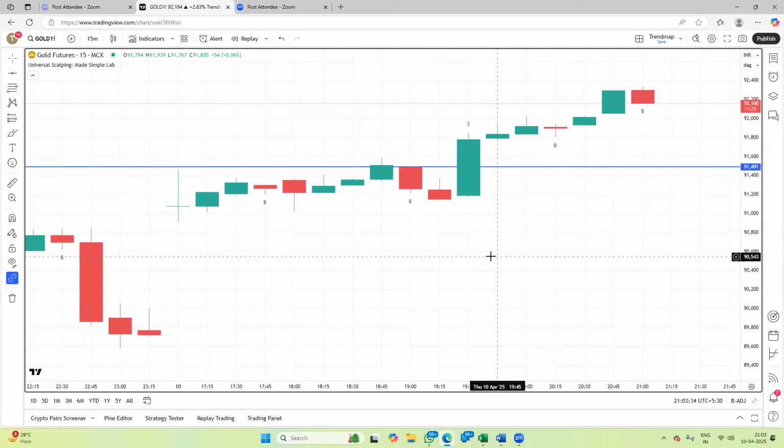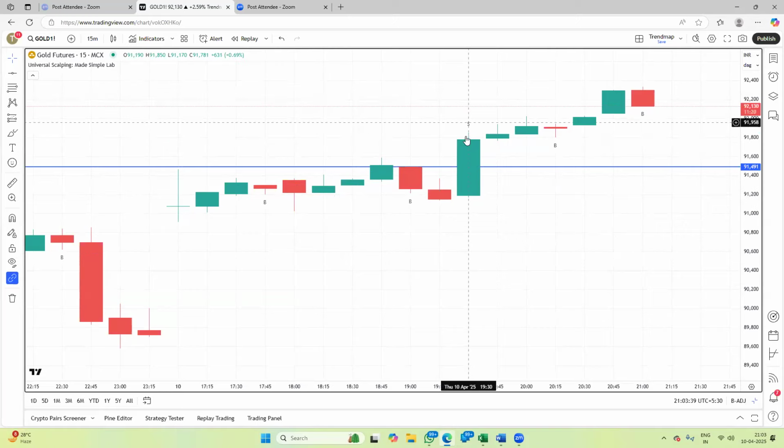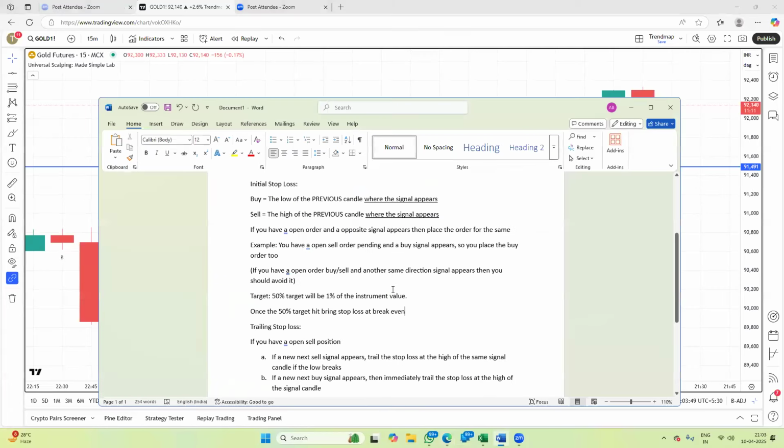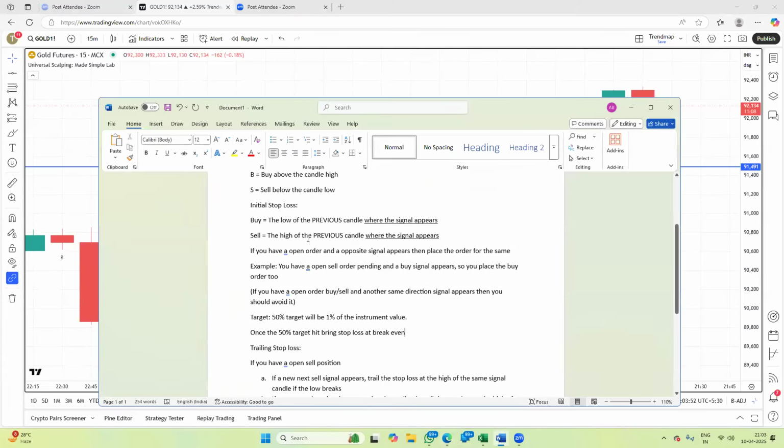Now, here is a problem. As you can see, in this case, after execution, we can't place the stop loss here. We have to place the stop loss based on the low of the previous candle, whichever is lower. And here we need to write down whichever is higher. Clear? Yes, sir. Good.